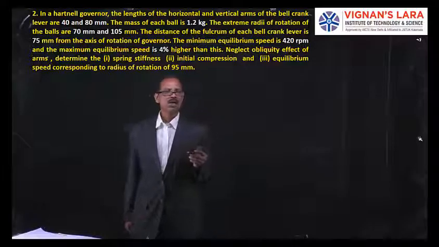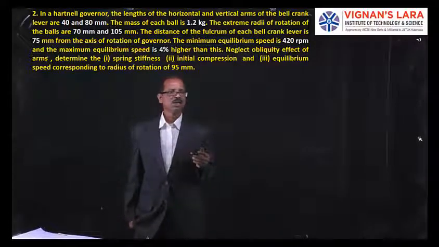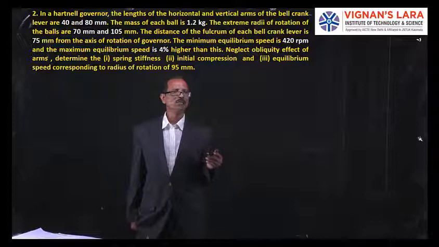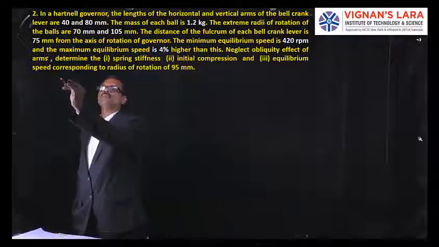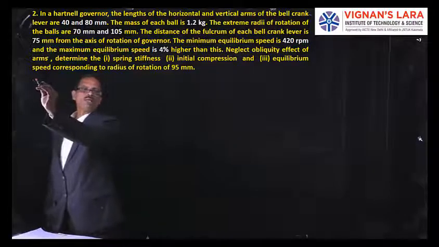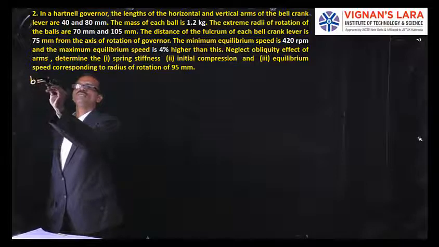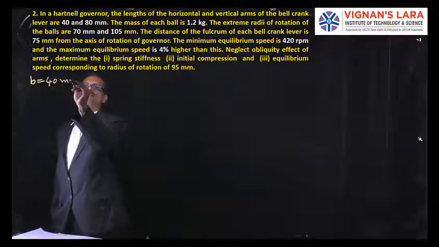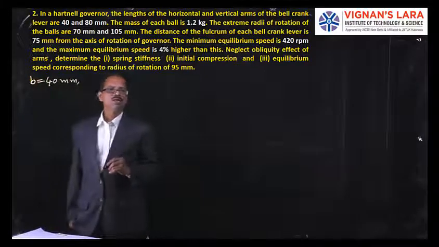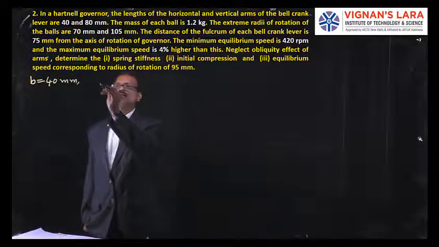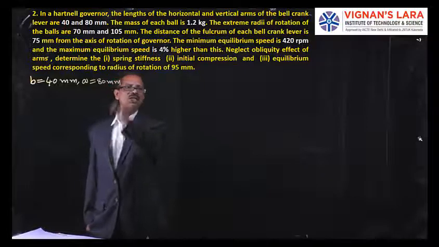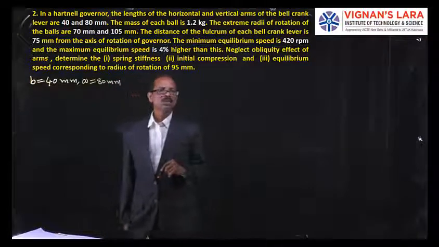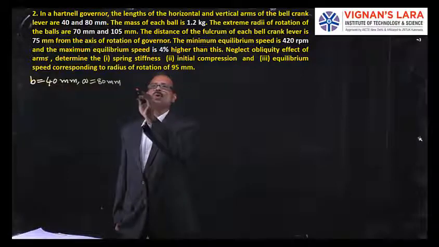So this is a Hartnell governor with the lengths of the horizontal and vertical arms of the bell crank lever being 40 and 80. So we are calling the horizontal arm B, which is 40, and the vertical arm we have defined A is 80 mm. Okay, then the mass of the ball is 1.2 kg.